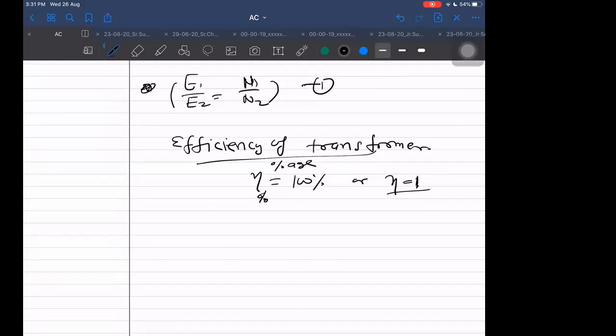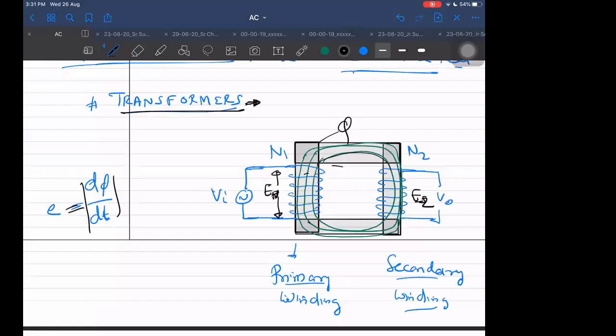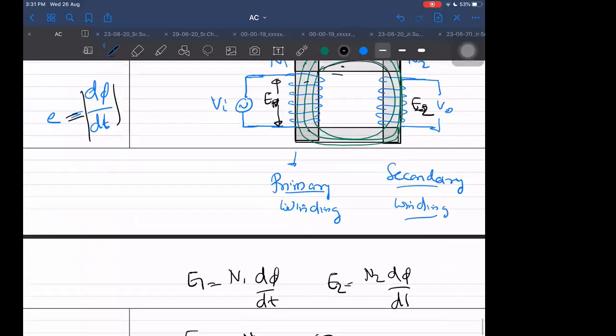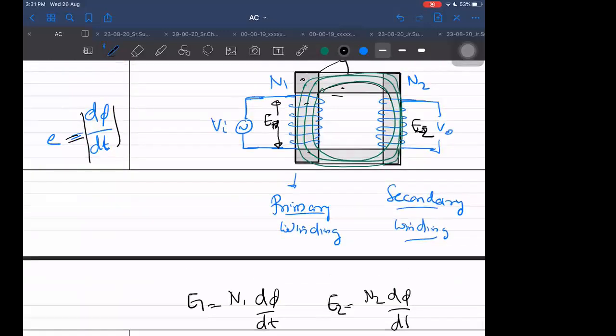Some heat currents are being produced within the transformer also. Those also will result in losses. Heat currents are produced within the transformer, and some other losses are also there. In the primary winding also there are some losses. Let us say it has some resistance, and the secondary has some resistance too. In the resistance also there will be some losses. So the complete EMF which we are giving here will not be reaching the secondary side.